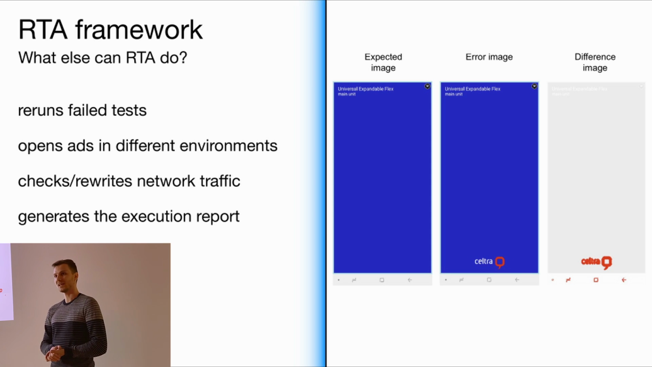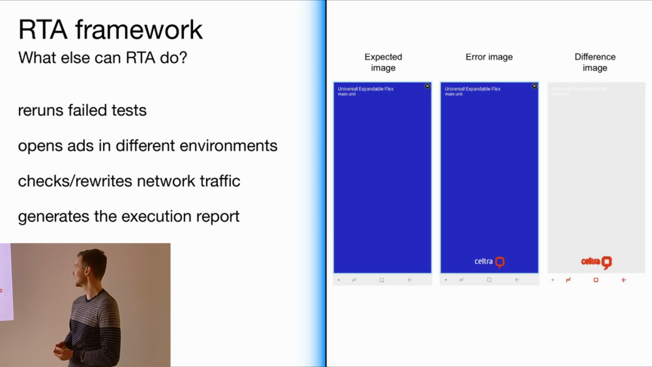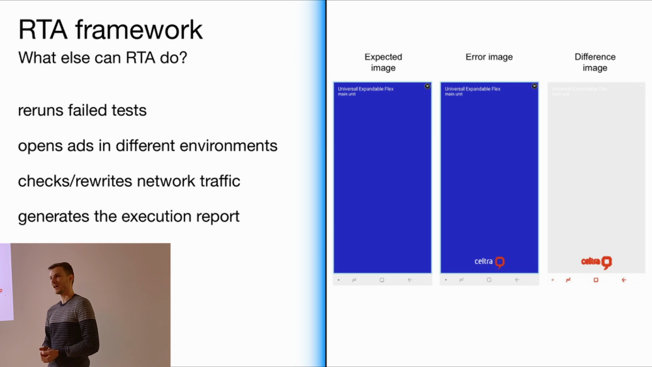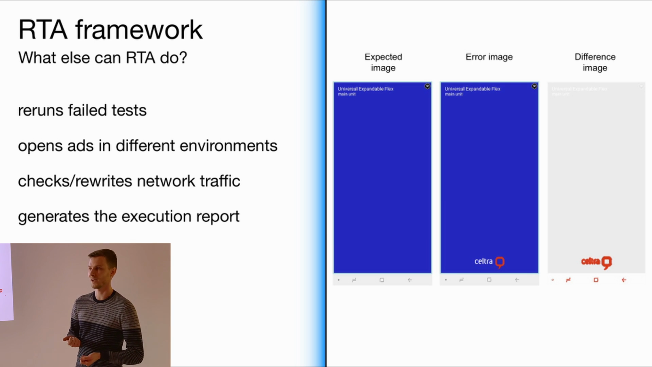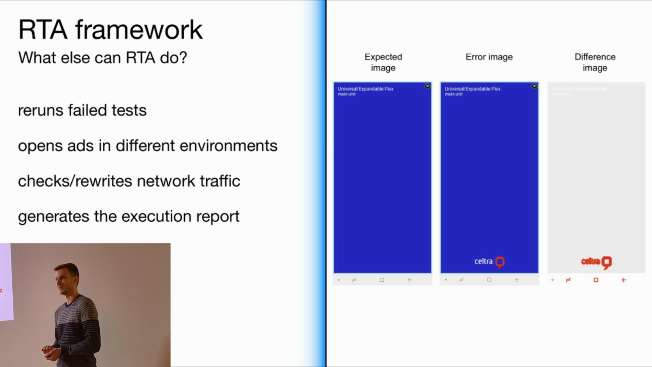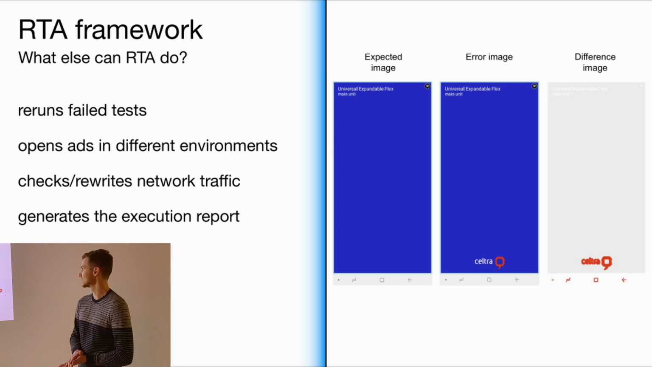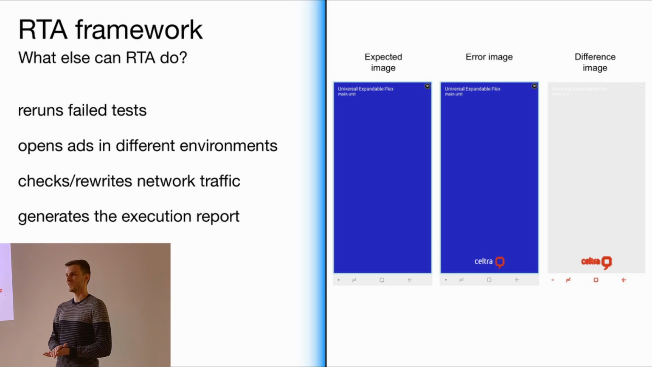So what else can RTA do? It can rerun the failed tests, as basically any framework probably. It can open ads in different environments. Environment here means web inline, where ads are usually served. We also have our internally developed preview, and ads are also served in apps or in web views and on other places. So it can do all of that. RTA can also check network traffic. In some of the tests, we validate that the correct network requests are sent, and it can also rewrite network responses to mock the responses.